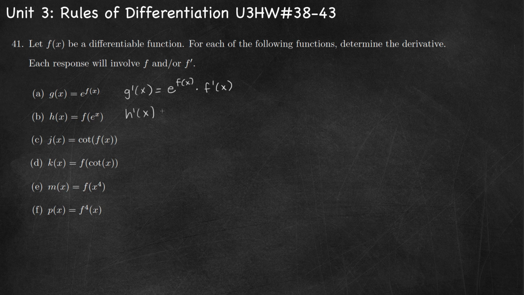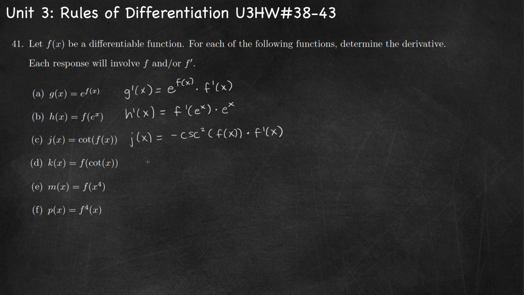Part B, h of x equals f of e to the power x. So h prime of x equals the derivative of our outside function, f prime of e to the x, times the derivative of the inside function, e to the x. Part C, j of x equals cotangent of f of x. So j is in the form of cotangent of stuff. Our derivative, j prime of x: the derivative of cotangent stuff is negative cosecant squared stuff times the derivative of the stuff. So times f prime of x.